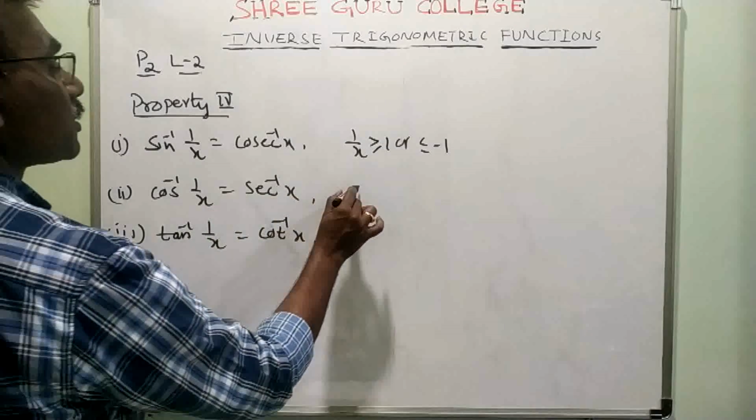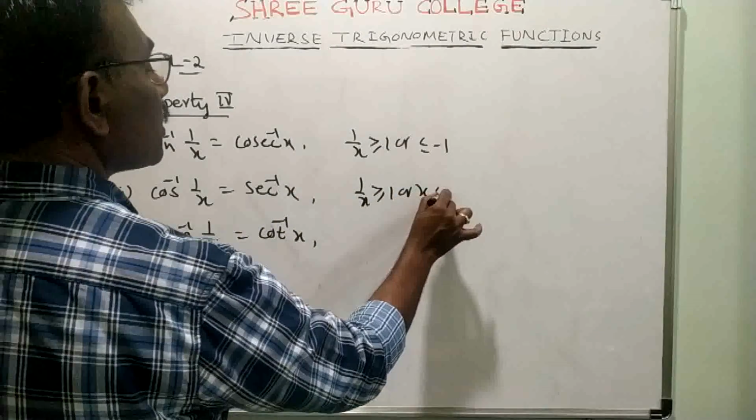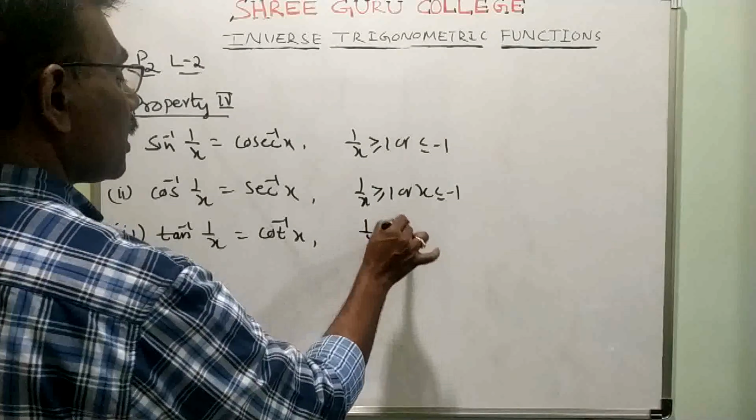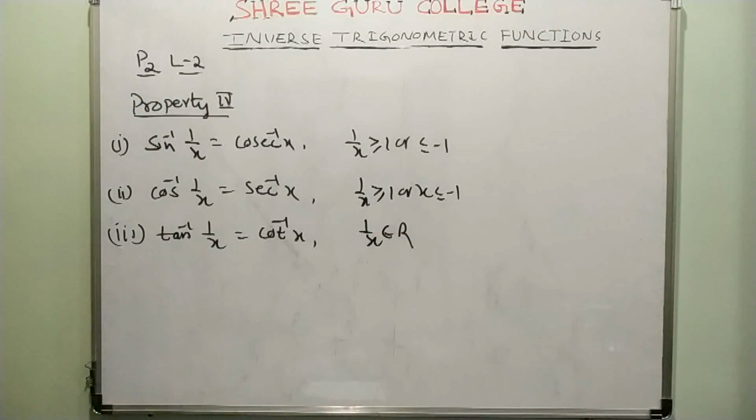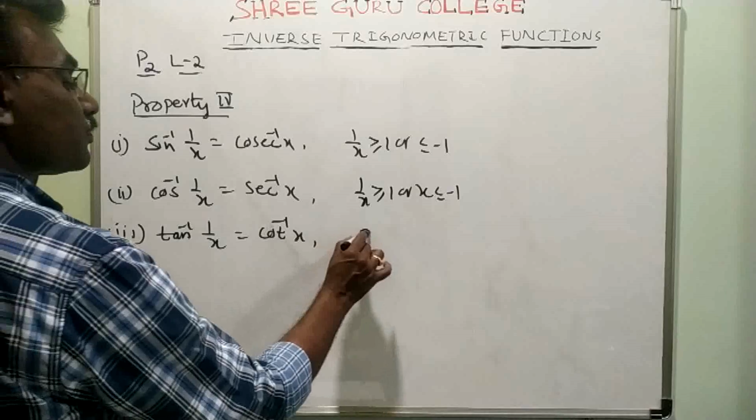Same, 1 by x greater than or equal to 1 or less than or equal to minus 1. What is 1 by x here? It belongs to any real number. So I think x is positive. Let us take x as positive.